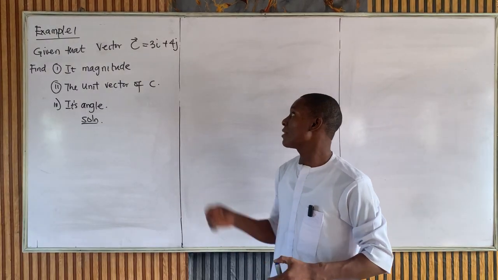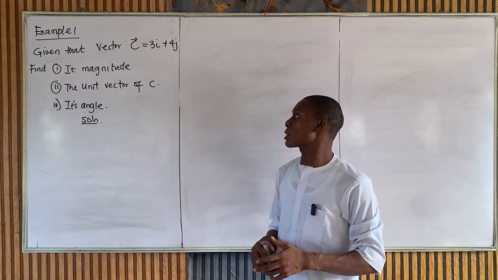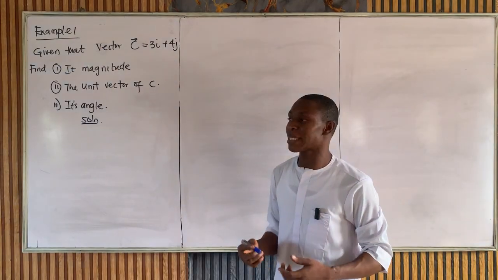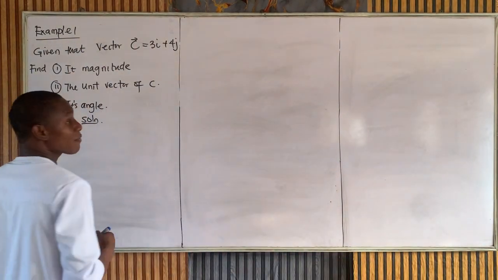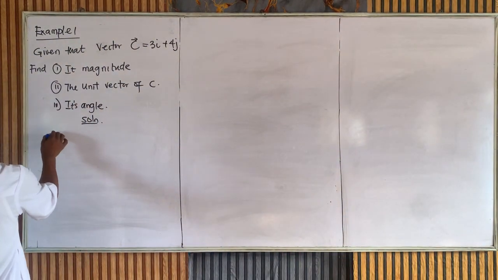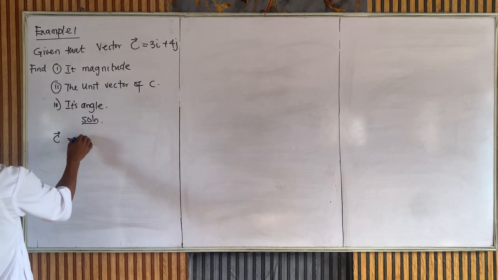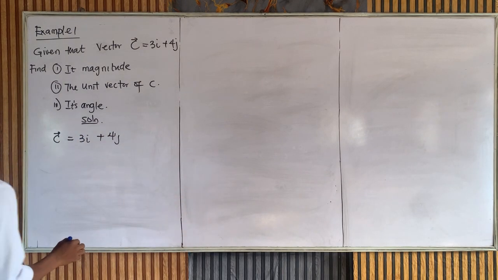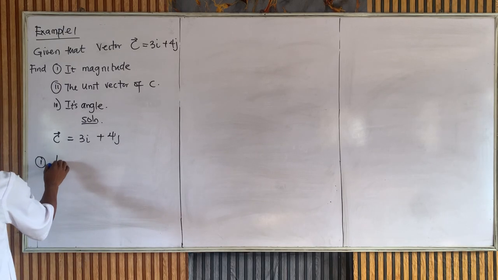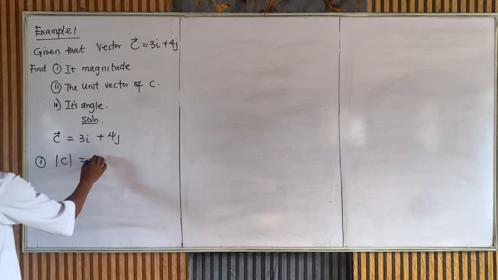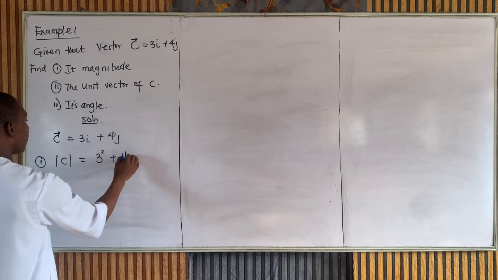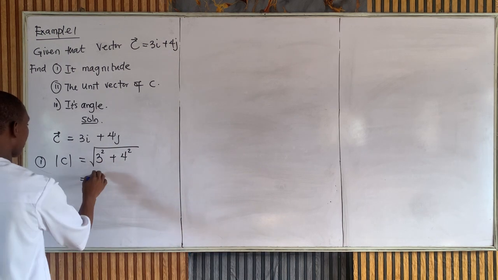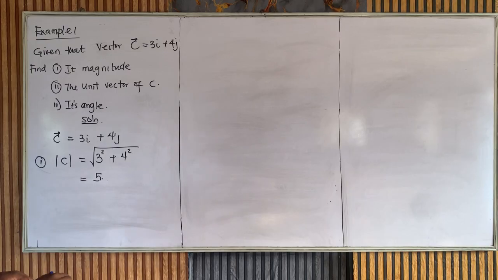Example 1: given that vector C is equal to 3i plus 4j, find its magnitude, the unit vector of C, and then its angle. To solve this question, we are given that vector C is 3i plus 4j. Number 1, let's find the magnitude. The magnitude of C should be given as the square root of 3 squared plus 4 squared, and this will give us 5 as the answer.